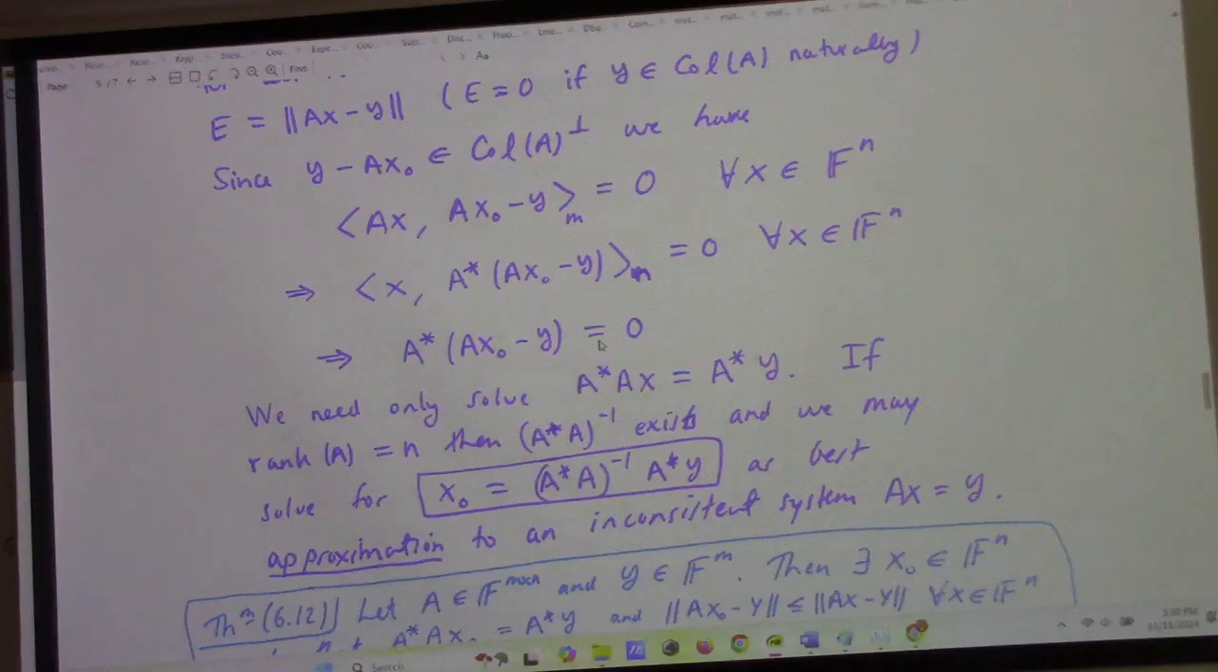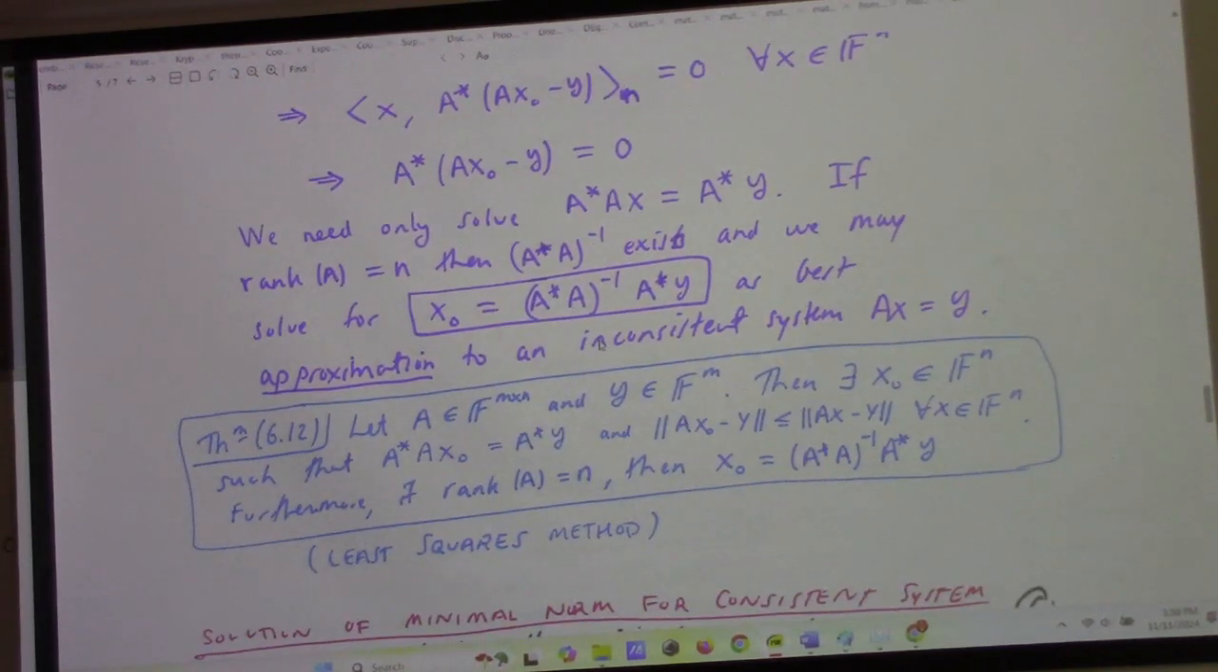But anyway, if the rank of A is n, then the inverse of A star A exists, right? Because that's an n by n matrix with rank n, it's invertible. And so you can straight up solve for x naught as equal to the inverse of this matrix times A star and the given y. That's the best approximation to the inconsistent system AX equal to y. That's the theorem, which is just the least squares method in summary. So in short, if you want to solve the least squares problem, you need to solve the normal equation.